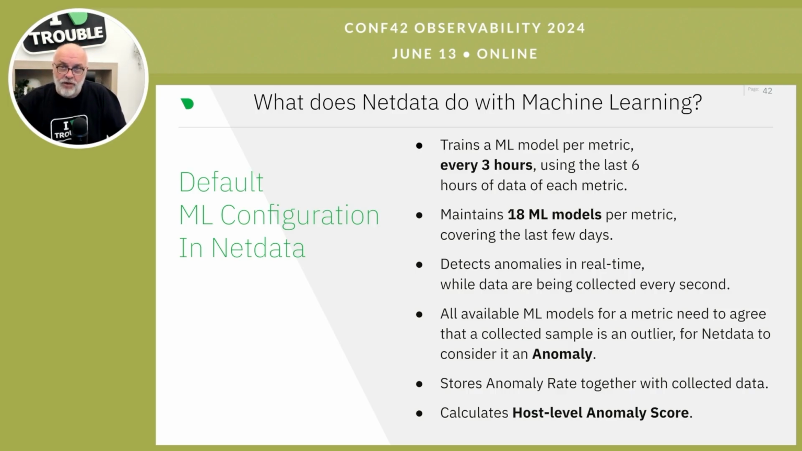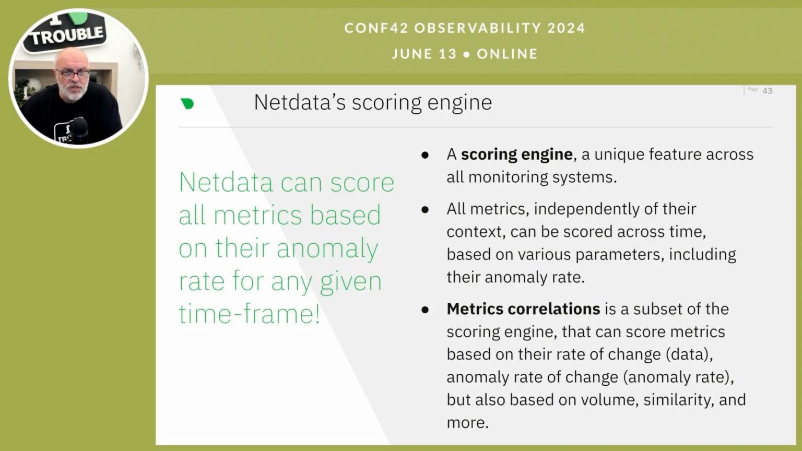The anomaly bit is stored in the database. So when we store the anomaly bit in the database, then we can query for it. So we can do past queries for anomalies only, not the value of the samples of the metric, but the anomaly rate of the metric. And of course, we calculate host level anomaly scores, etc., which we will see how it works. So this is the scoring engine that I told you about earlier. Netdata has a scoring engine.